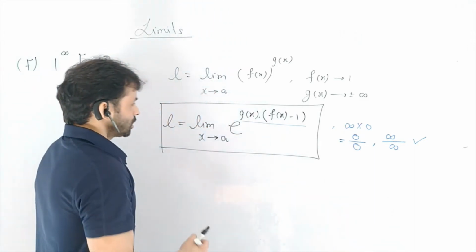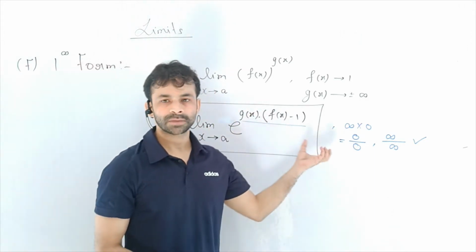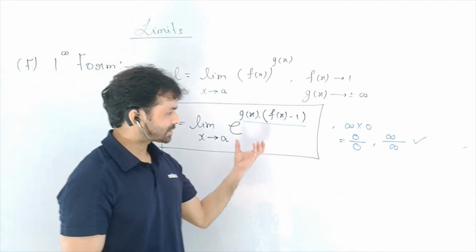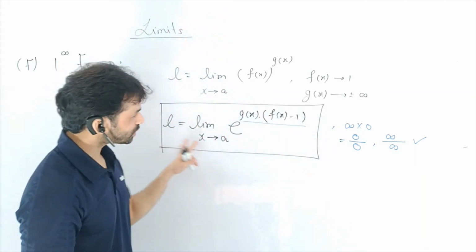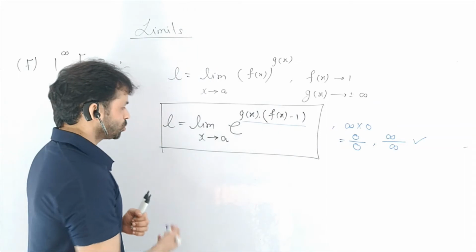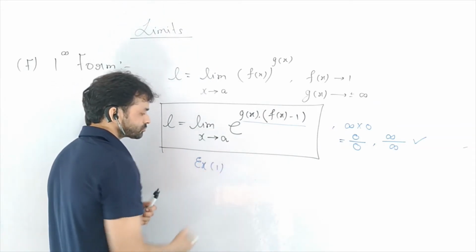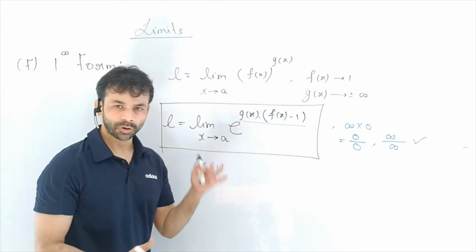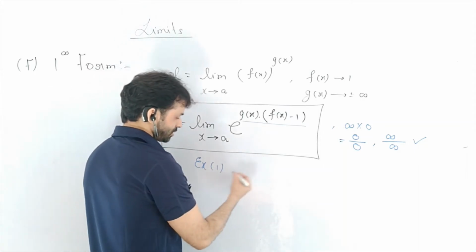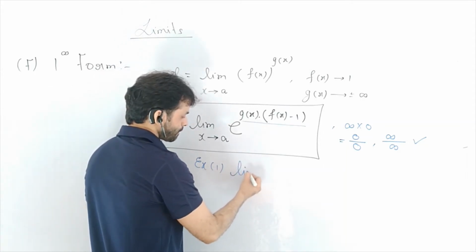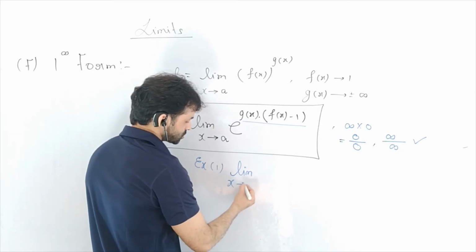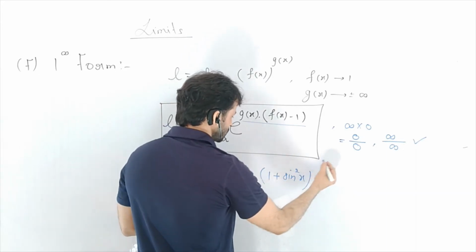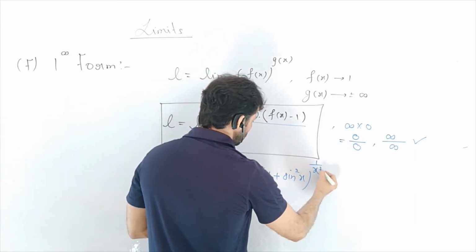Now the point is, how does this result come, from where do we find this result? We'll discuss that before deriving this result. I'll give you one or two examples. The problems are very easy, I just want to make you understand that. So I am writing one example: limit x tends to 0, (1 plus sine square x) to the power 1 by x square.